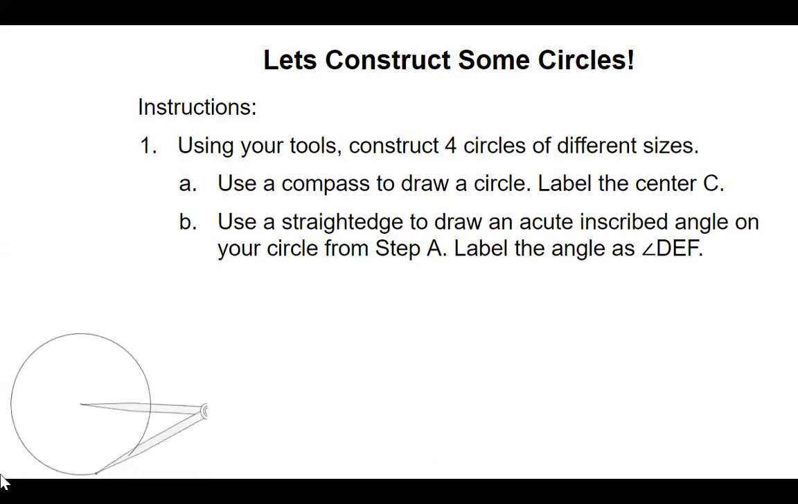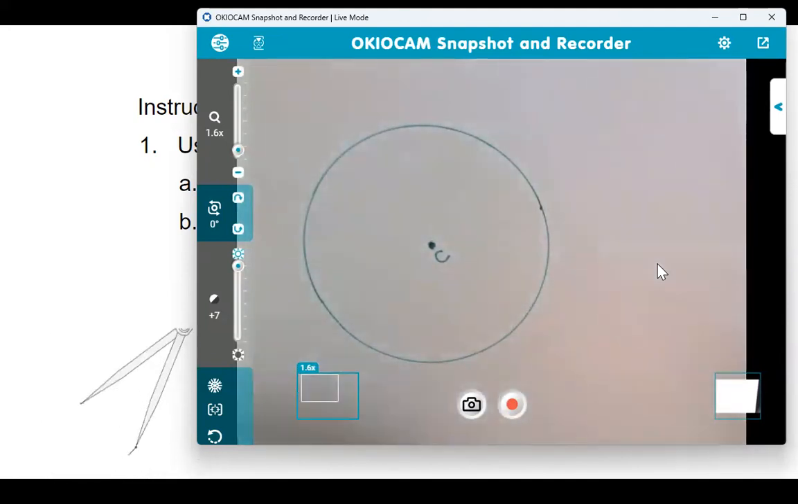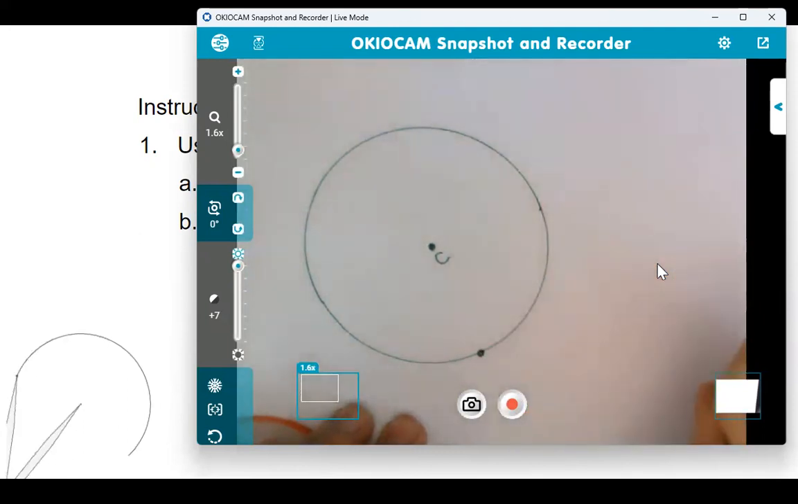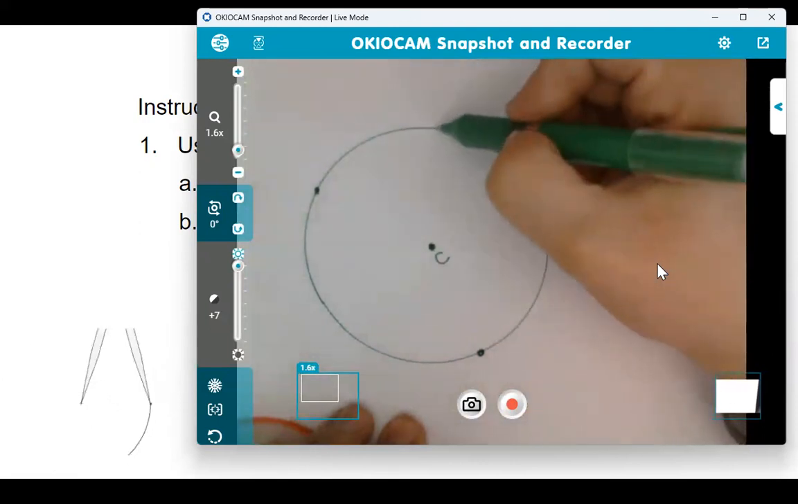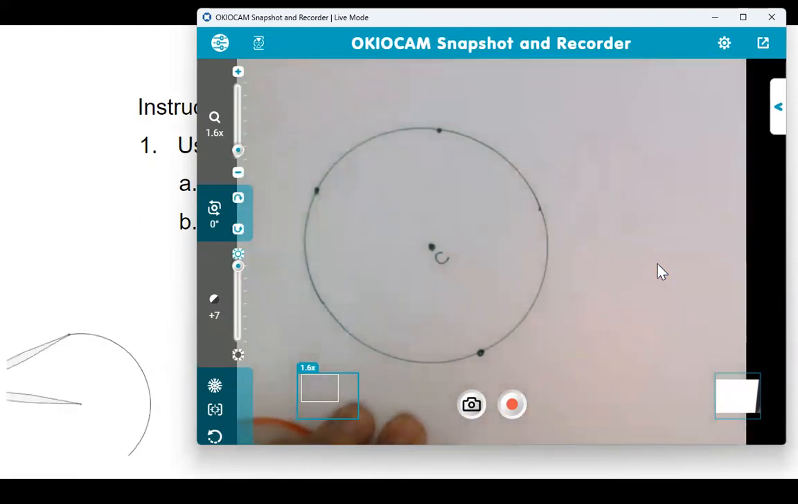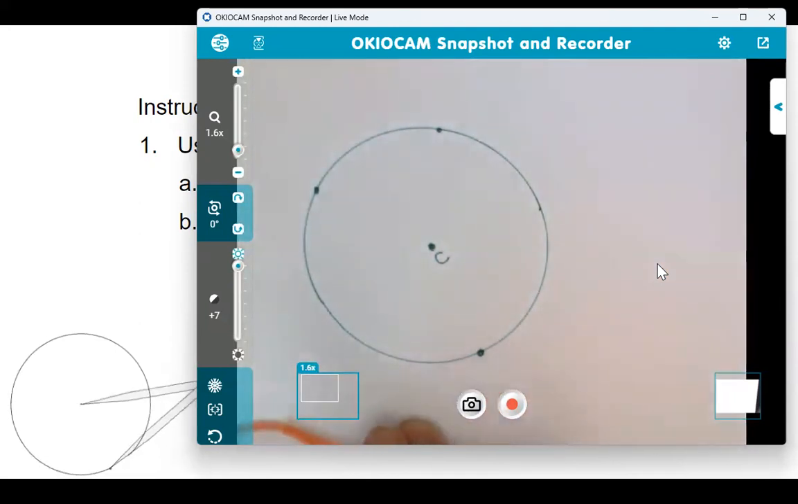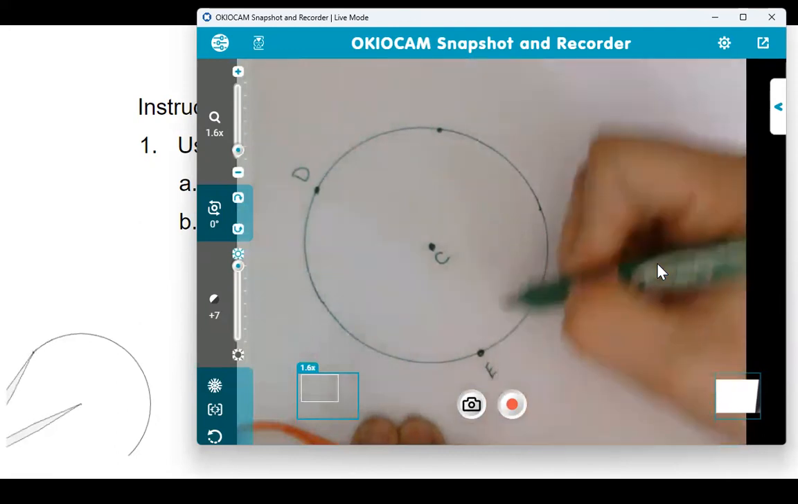So let's go ahead and see. Here's my camera. Now, listen up, guys. I want you to look at this. So for an inscribed angle, you're going to pick any point. I'm going to make this my vertex, and these are the points that lie on the sides of my angle. Now, I'm going to label my parts: D, E, and F.